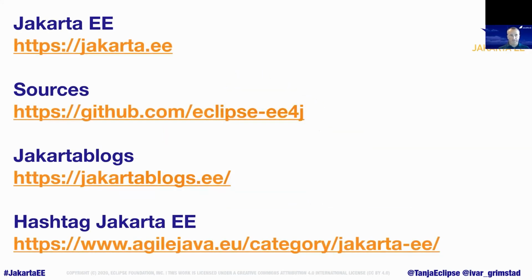Some sources of information, as I mentioned: the jakarta.ee website is the place to go for information about Jakarta EE. All the sources for the specifications and the implementations are on the Eclipse EE4J GitHub. Follow the Jakarta blogs at jakartablogs.ee, and do read my hashtag Jakarta EE, which comes out weekly on my blog. And that is what I had for today.